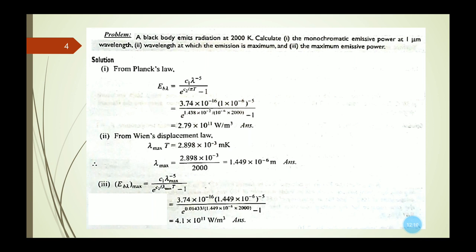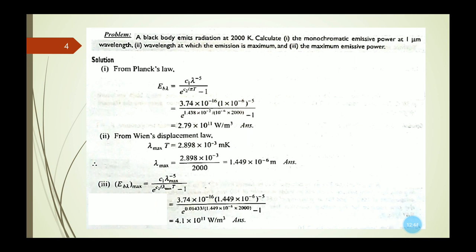For the second part, we need to calculate the wavelength at which the emission is maximum. To calculate this part, we need to use the formula of Wien's displacement law. In the case of Wien's displacement law, the relation was lambda max into T equals 2.898 into 10 to the minus 3 meter Kelvin.